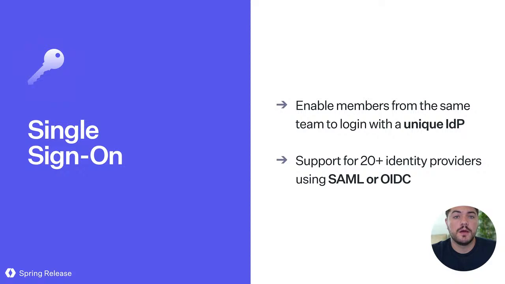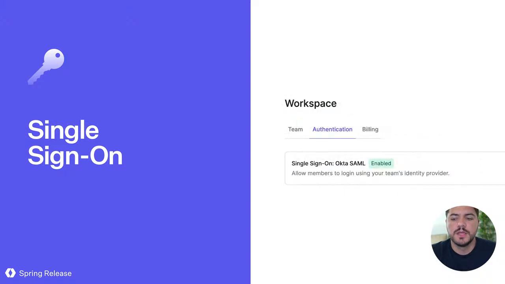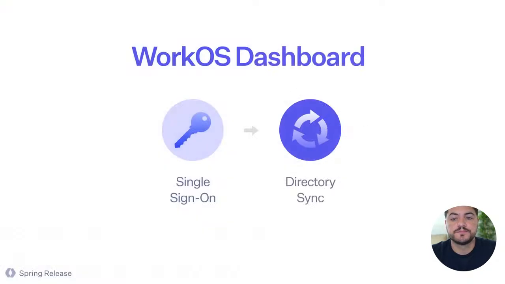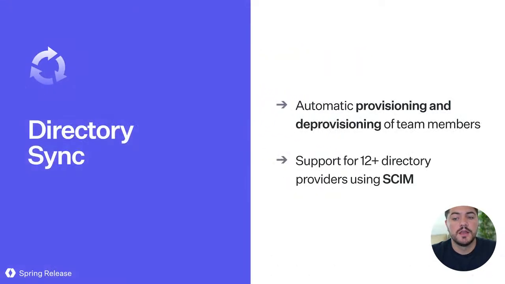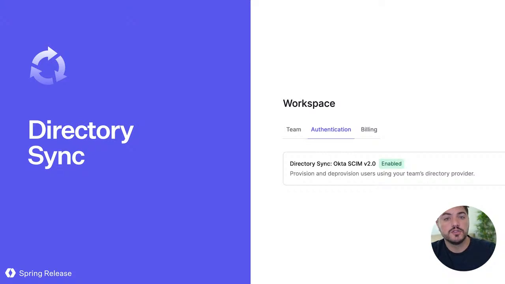So for single sign-on, we want to enable members to log in with a single identity provider, and there are more than 20 different integrations, not only with SAML, but also with OpenID Connect. This is how you enable it. You go to Workspace, and you would see this option there to enable it. And same thing for directory sync. We have a way for you to automatically provision and deprovision users, and we support more than 12 different directory providers powered by SCIM, but also other HRIS APIs too. To do that, you go to Workspace, same place, and you enable directory sync there.